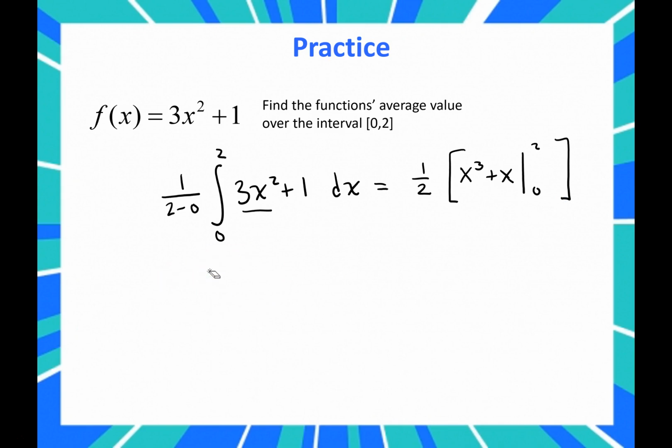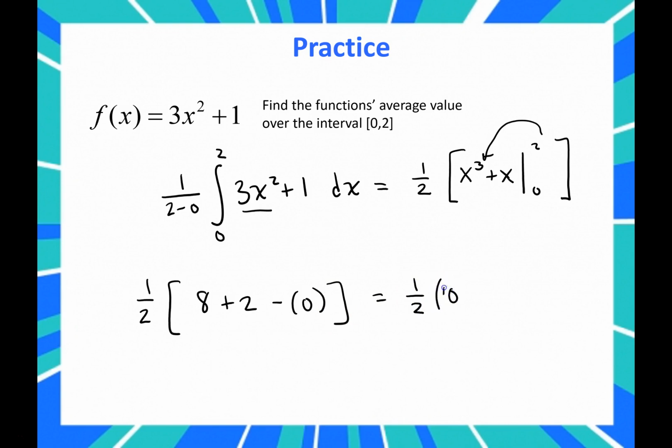Well, that is going to be plugging in 2 first, so that's going to give me, keep my 1/2 on the outside, 2 cubed is going to give me 8 plus 2, and then I'm going to have a subtraction of a 0. So it's going to give me 1/2 of 10, which is 5.